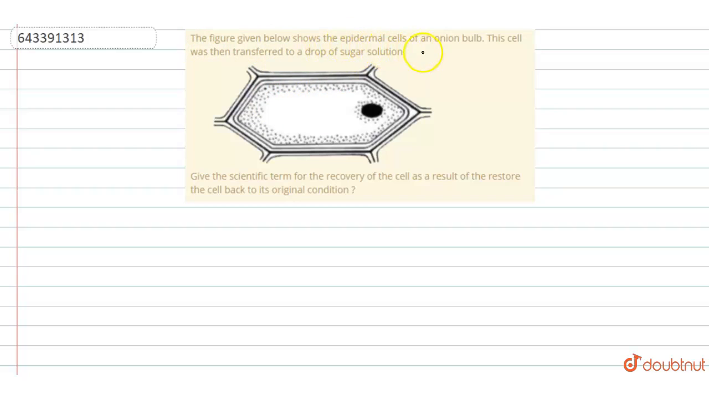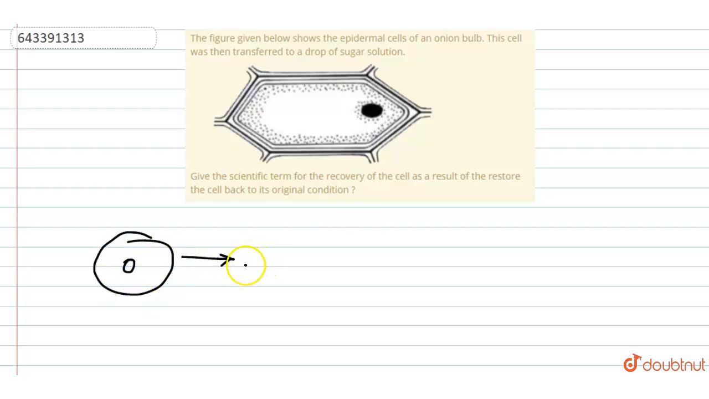Hello everybody, so the question we have got here is: the figure given below shows the epidermal cell of an onion bulb. This cell was then transferred to a drop of sugar solution. Give the scientific term for the recovery of the cell as a result of which the cell is restored back to its original condition. Okay, so we were given a cell, this one.